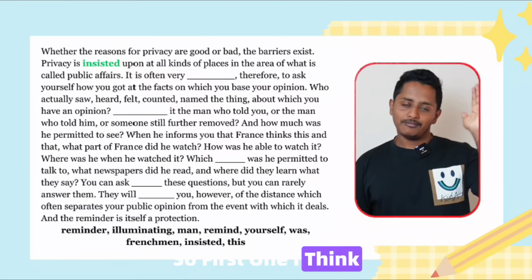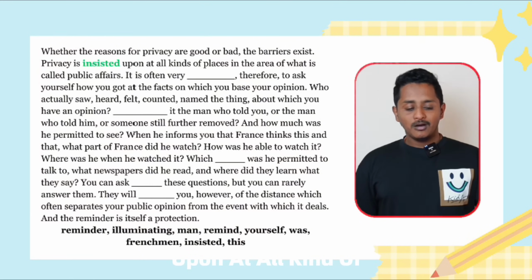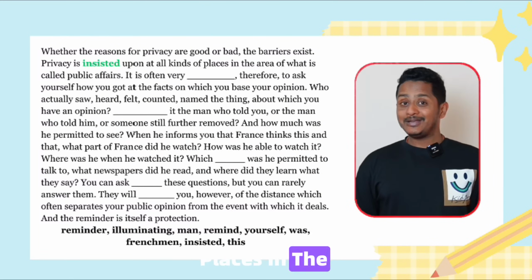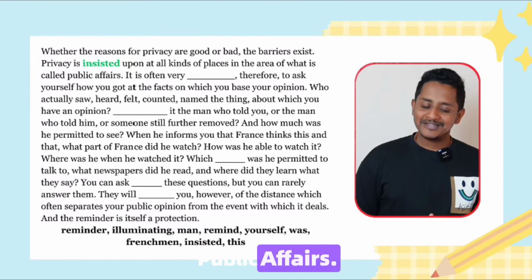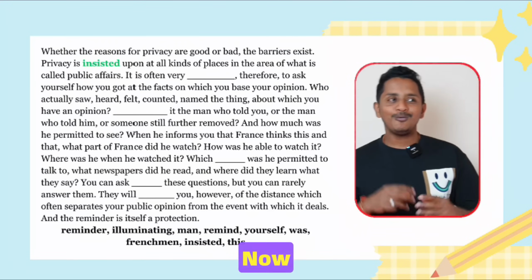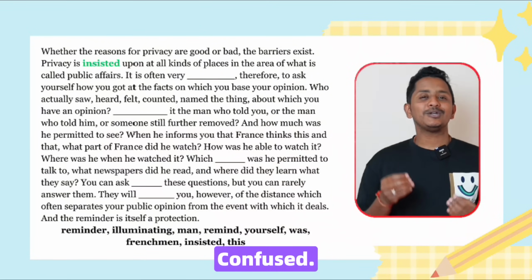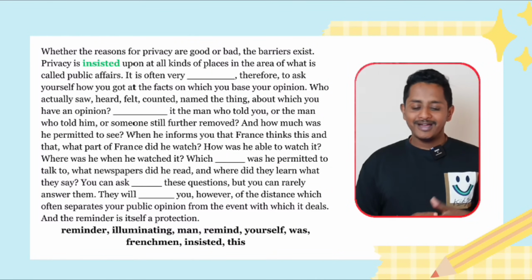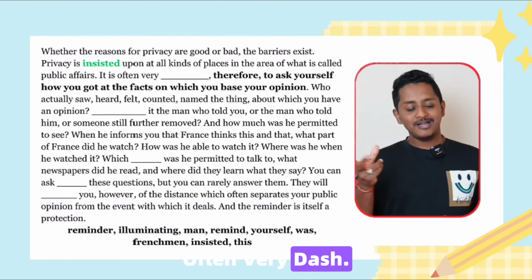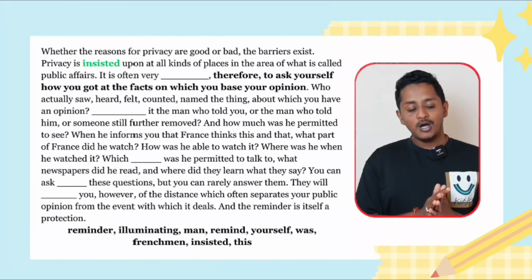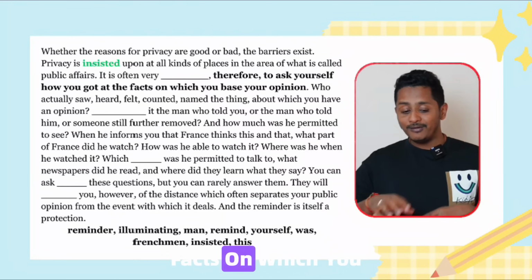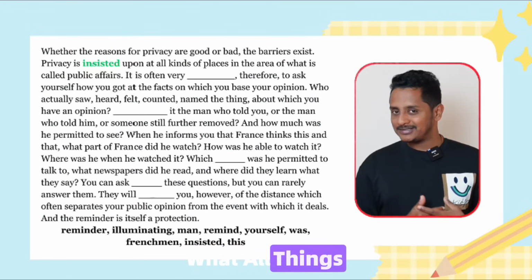So first one, I think everyone would write insisted upon at all kind of places in the area of what is called public affairs. It is often very dash. Now is the problem started. It is often very fully confused. Now let's apply elimination method. It is often very dash. Therefore, to ask yourself how you got at the facts on which you base your opinion. Now we will eliminate and see what all things can fit in.